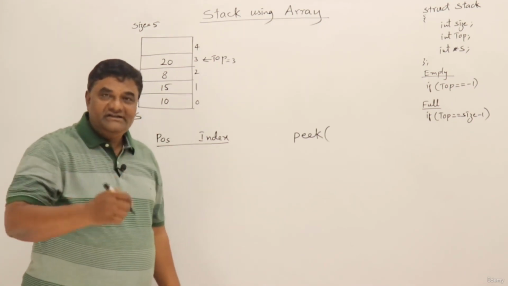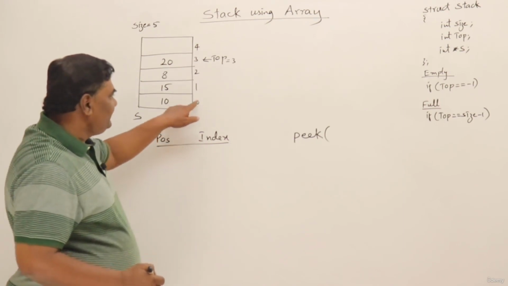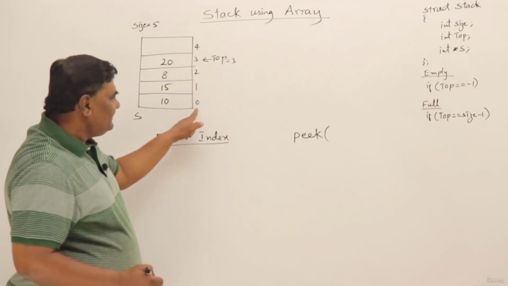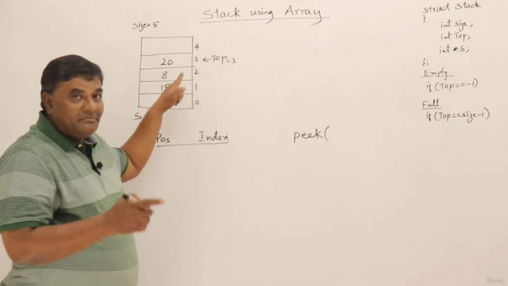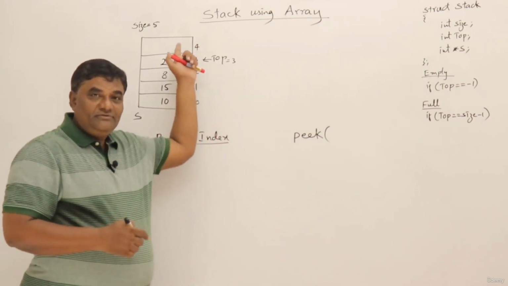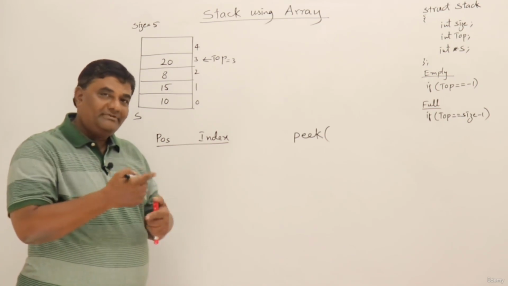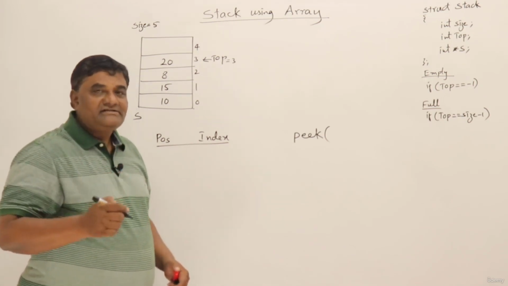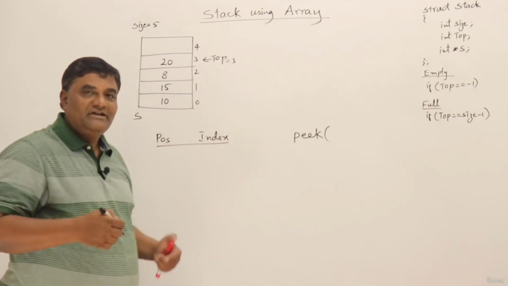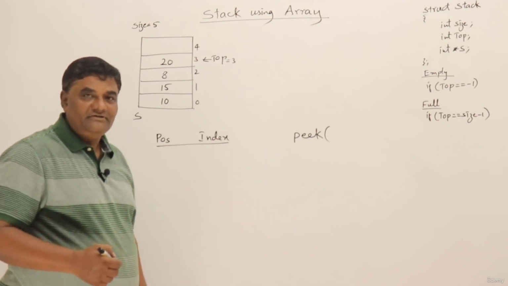Actually, if you see the indices in an array, this is index 0, 1, 2, 3. So the indices are moving up from here. But position means we have to start from the top. So we need some formula to map this. Let us take some examples and study how we can build up a formula for this one.